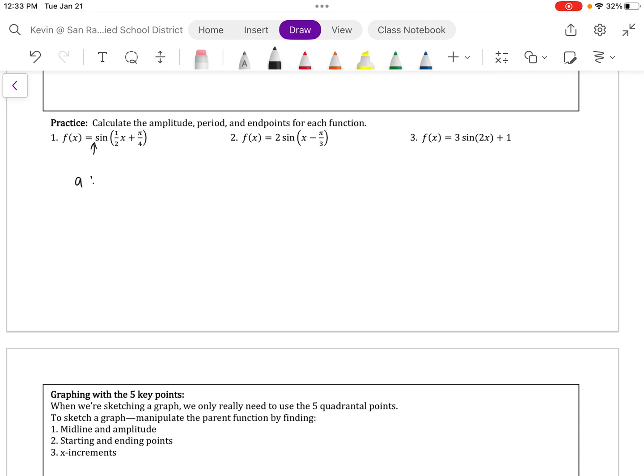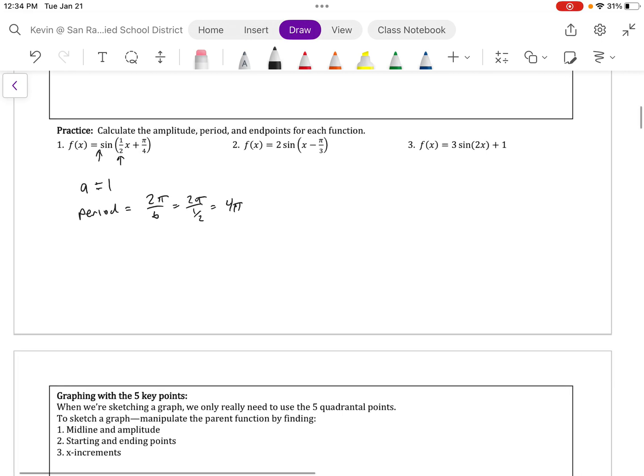In this case, there's nothing in front of sine, which means our amplitude equals 1. And then for our period, period equals 2 pi over b, and that is our b, that 1/2, so 2 pi over 1/2, which equals 4 pi. So our period is 4 pi.